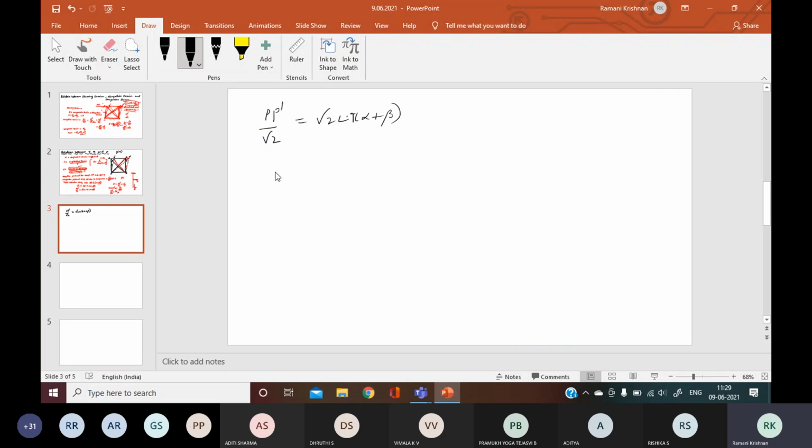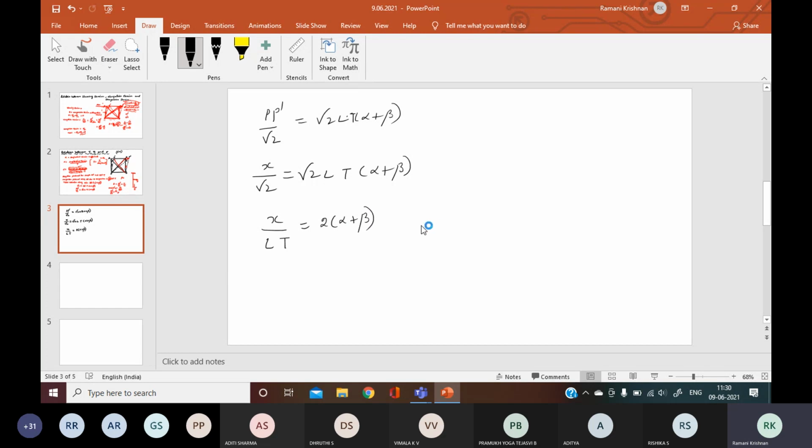Okay, right. Now I write PP dash is x. So x by root 2 is equal to root 2 l t alpha plus beta. So now just simplification. Can I write this as x by lt is equal to 2 alpha plus beta? I can write that. Okay, right.